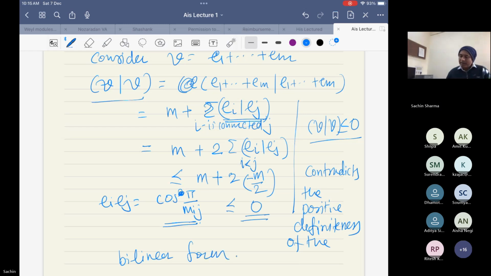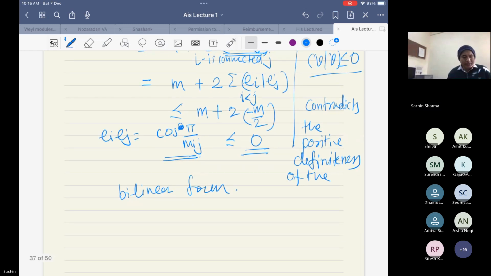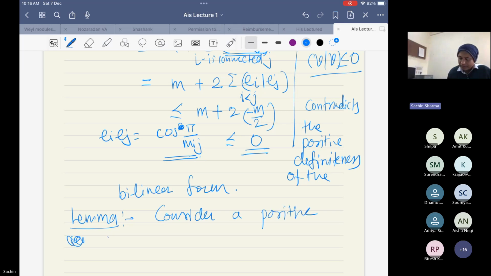Okay. Next is very important. What we have is the second lemma. Consider a positive definite connected graph X.